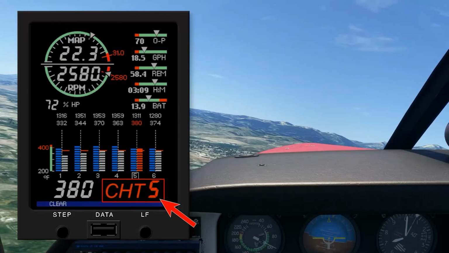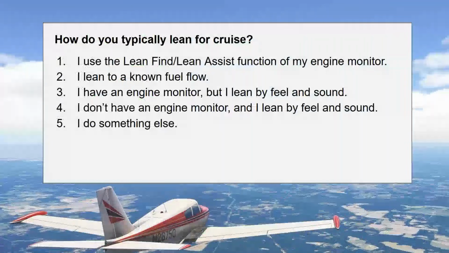Okay, so that's the kind of conceptual baseline here. We're going to start looking at some specific examples, but first I'm going to throw up a poll. And assume for this that you fly something normally aspirated, a Lycoming or Continental engine that has a mixture control. And the question is, how do you typically lean for cruise?